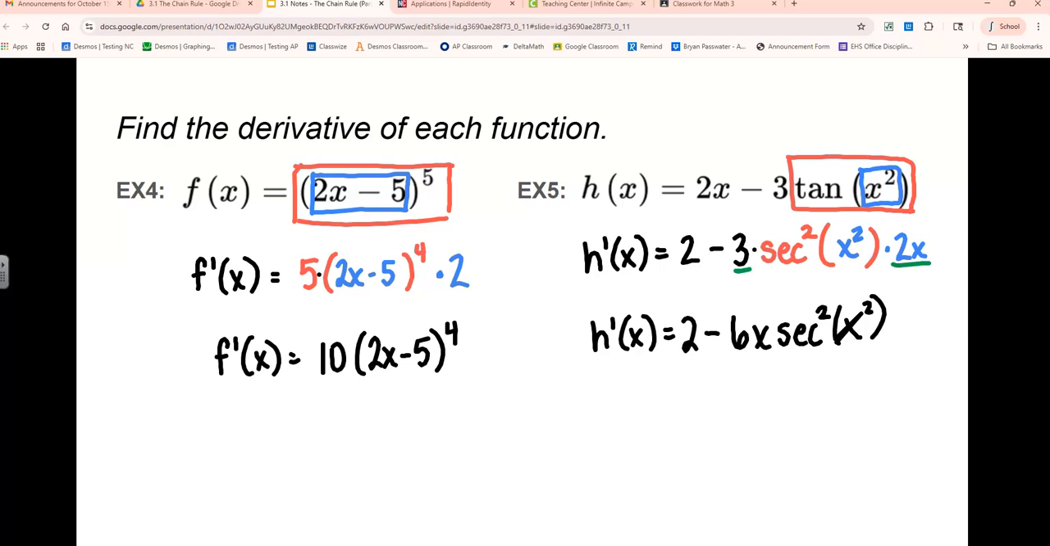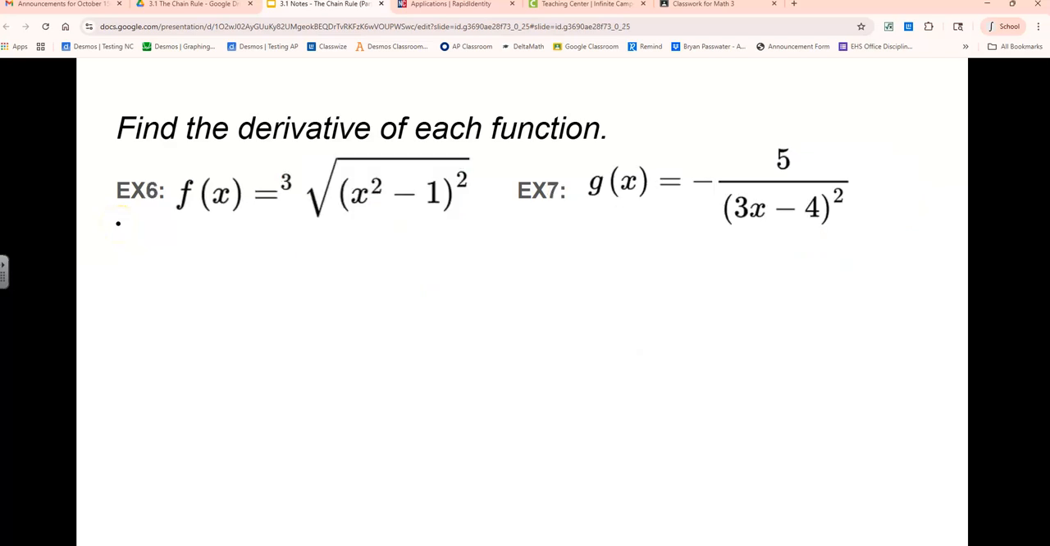Okay. Questions? I don't think so for this. I think they'd leave it. There's a chance they do something like secant 1 over cosine, so they might make it like 6x over cosine x squared. I don't think they would, though. I think they'd probably leave it like this. Okay, how are we doing here?